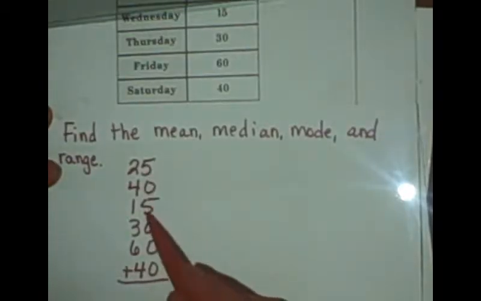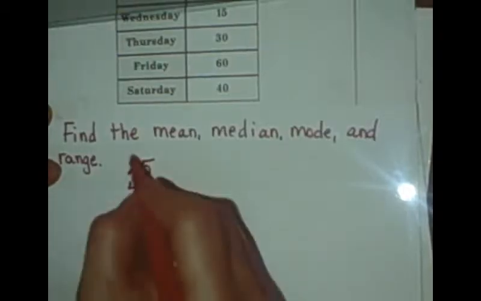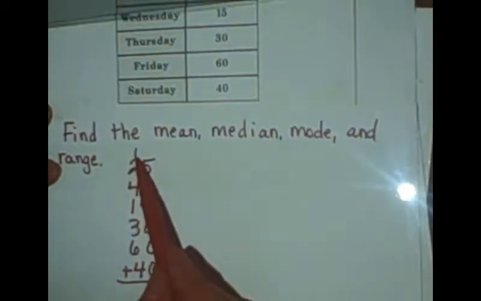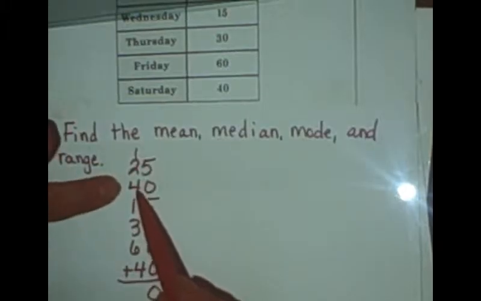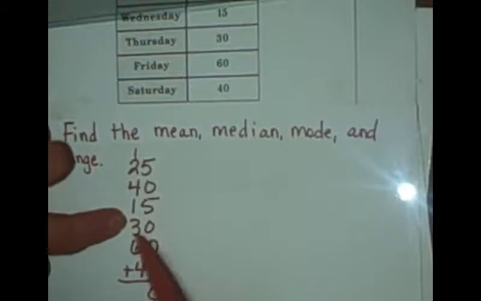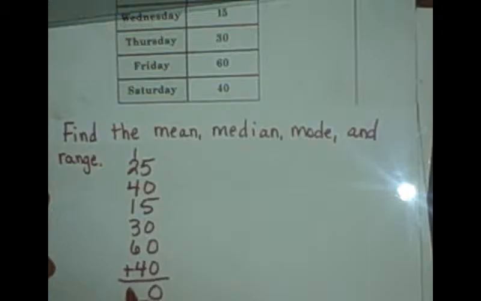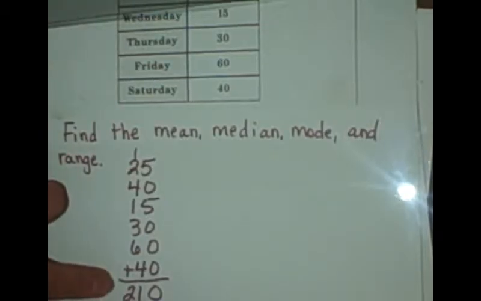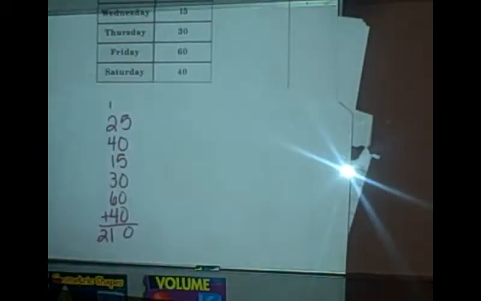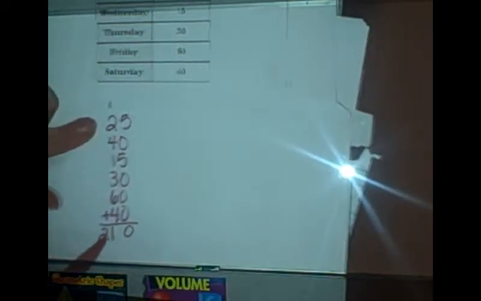5 plus 0 plus 5 is 10, plus 0 plus 0 plus 0 still gives us 10. 2 plus 1 is 3, plus 4 is 7, plus 1 is 8, plus 3 is 11, plus 6 is 17, plus 4 is 21. So the total number of pages that she read Monday through Saturday is 210. This is the first step in finding the mean of the problem.